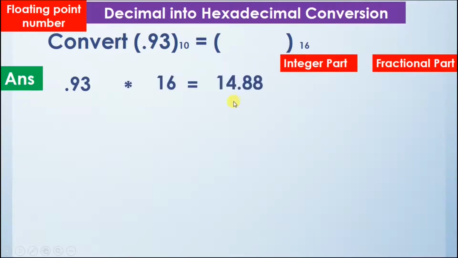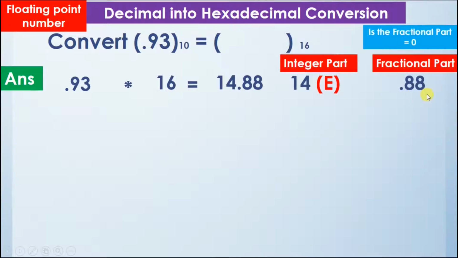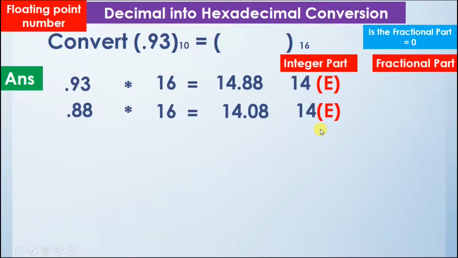So we get the number 14.88. Now the integer part is 14, or you can say E, and the fractional part is 0.88. So is the fractional part equal to 0? No, the fractional part is not equal to 0. So we will multiply the fractional part again by 16 and we get the answer 14.08. Now the integer part is 14, or you can say E, and the fractional part is 0.08 here.